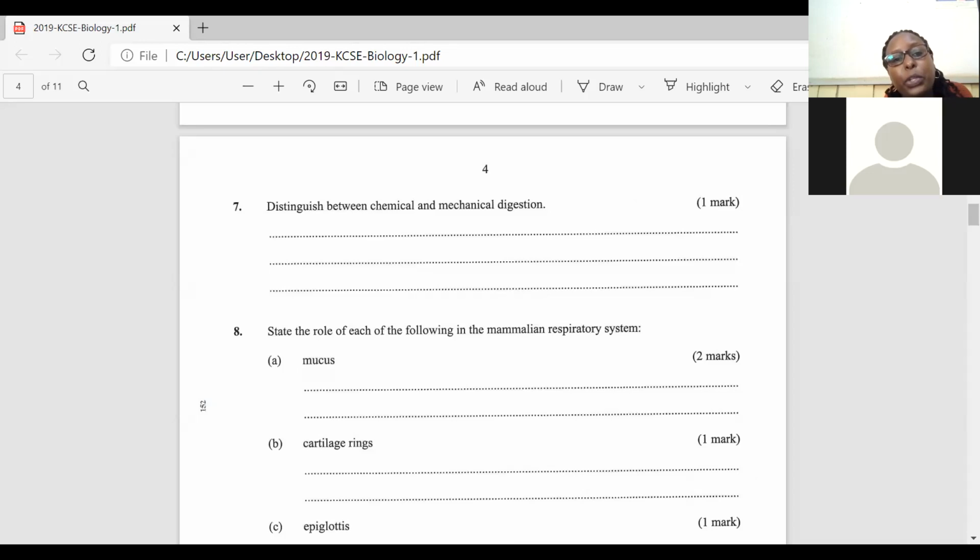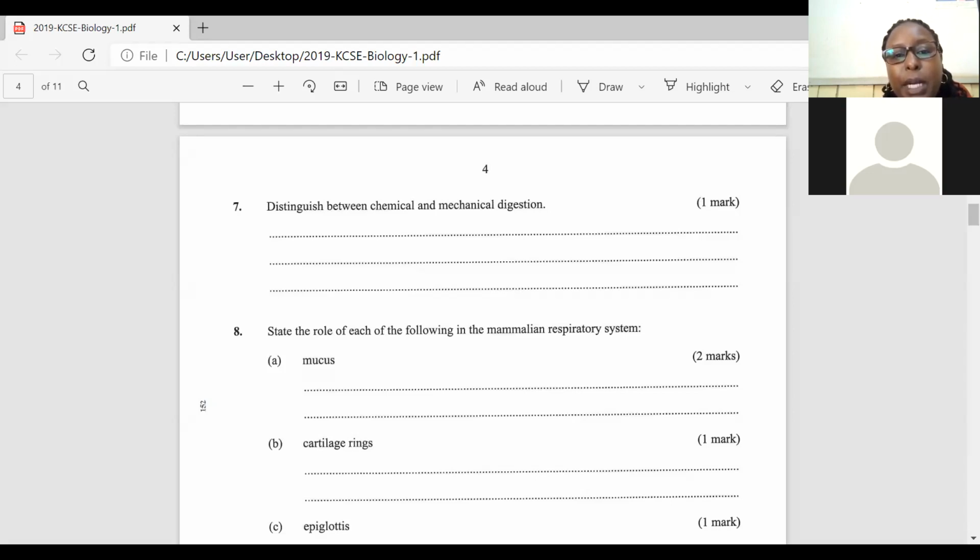On the same question on distinguishing, for the student to score the 1 mark, they should also have brought out the difference quite well between the two, between chemical and mechanical. Some students would argue, what if they had written about the chemical digestion well, or explained mechanical digestion well and they didn't do it for the other? Some students would argue for getting half a mark in such a case, and that does not apply.